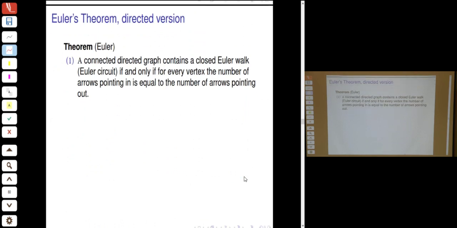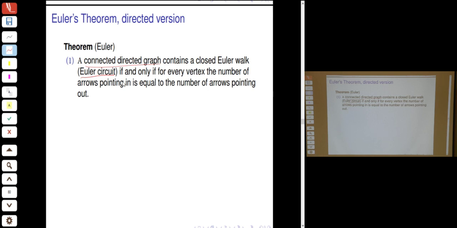And you can also ask for the existence of an Euler circuit or a closed Euler walk on a directed graph. So, what is the condition for the existence of an Euler circuit in a connected directed graph? It's walking on the edges of this directed graph, following the directions of the edges, so that you start and end at the same point and you use each edge exactly once.